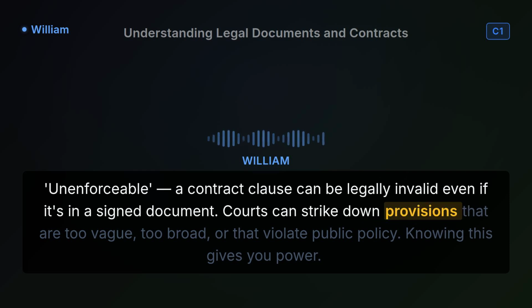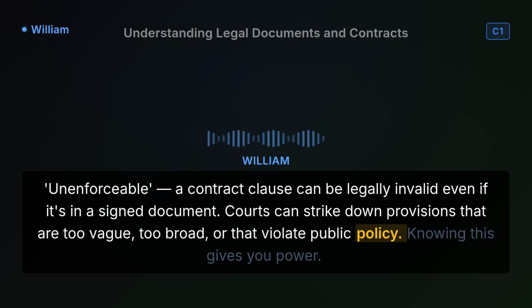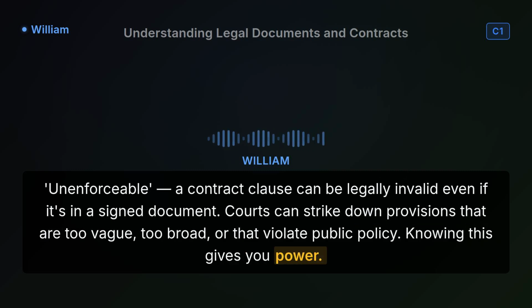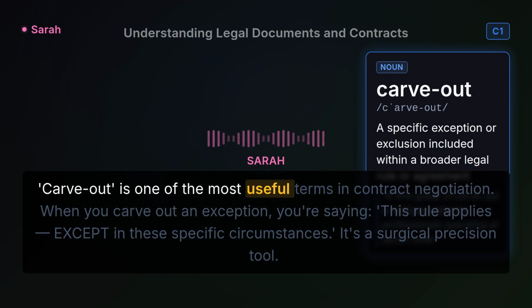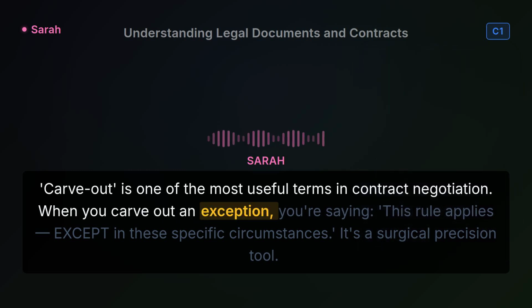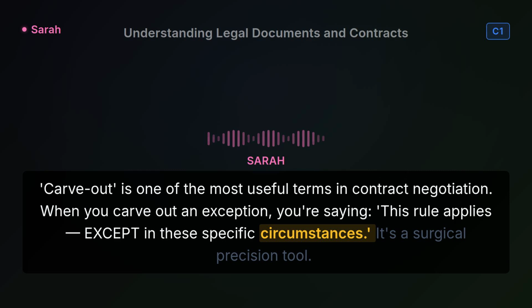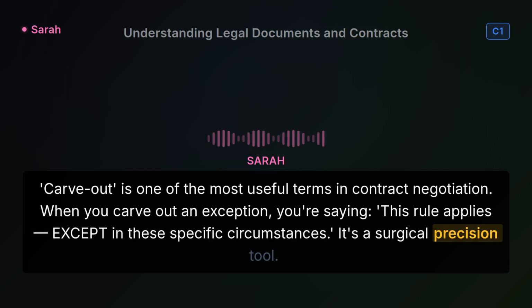Courts can strike down provisions that are too vague, too broad, or that violate public policy. Knowing this gives you power. Carve-out is one of the most useful terms in contract negotiation. When you carve out an exception, you're saying, this rule applies except in these specific circumstances. It's a surgical precision tool.